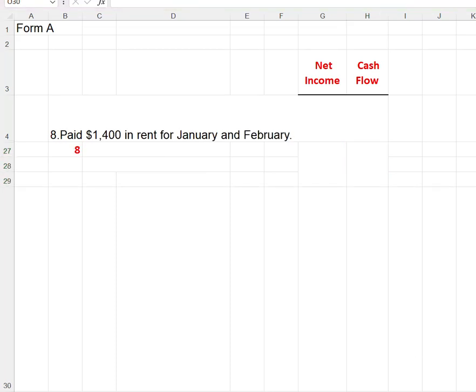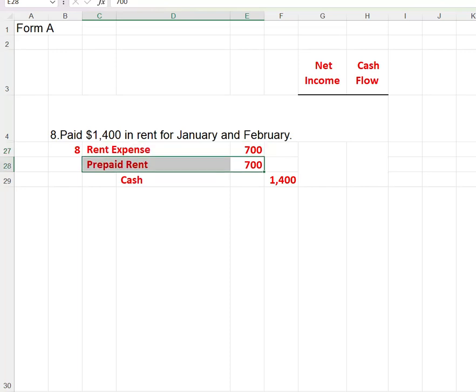We paid $1,400 in rent for January and February, so we've paid 2 months of rent. Our cash has gone down by $1,400. Half the rent is for January, so that will be a rent expense. The other half of our rent we are prepaying for the month of February, and we have an asset, prepaid rent. The expense will, of course, decrease our net income, and this does involve a cash flow related to operations, so we've got an operating cash outflow.